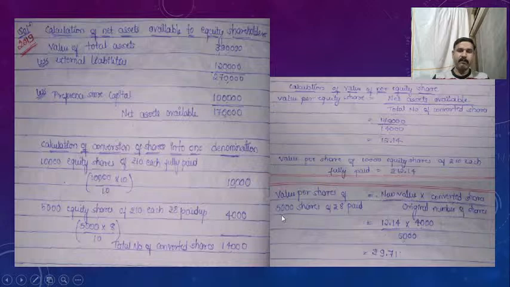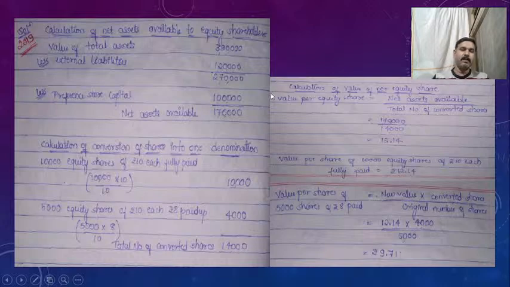Then value per share of 5,000 shares, 8 paid up, equal to new value into converted shares divided by original number of shares. 12.14 into 4,000 divided by 5,000 equal to 9.71. So who has paid 8 rupees, their share value is 9 rupees 71 paisa. Then who has paid 10 rupees, their share value is 12 rupees 14 paisa.